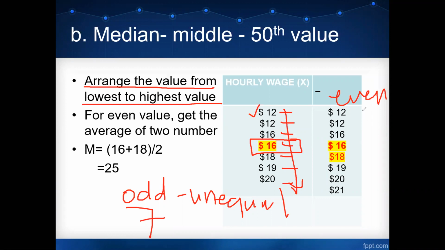But if the count is even, let's say 1, 2, 3, 4, 5, 6, 7, 8, we get the two middle numbers, that is 16 and 18. So if you are going to add them, 16 plus 18 is 34, divided by 2 is 17. Okay, 17. So the median is 17.